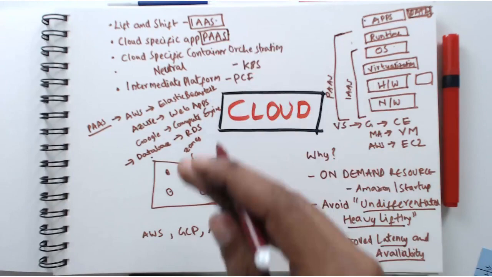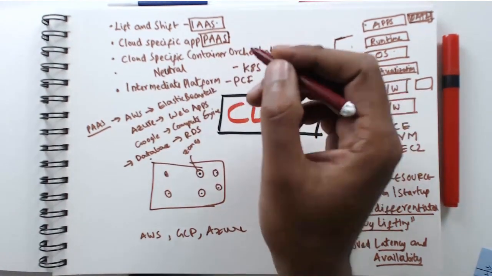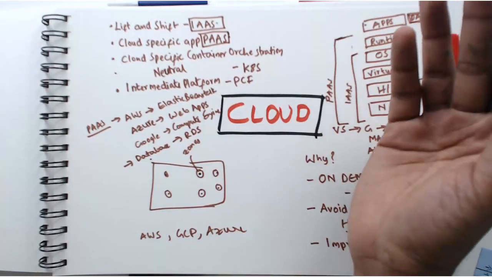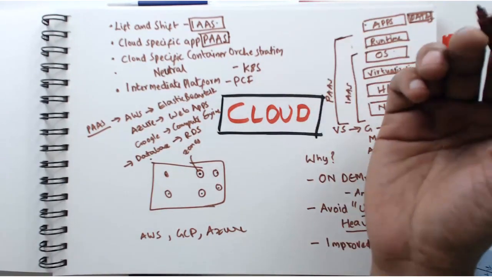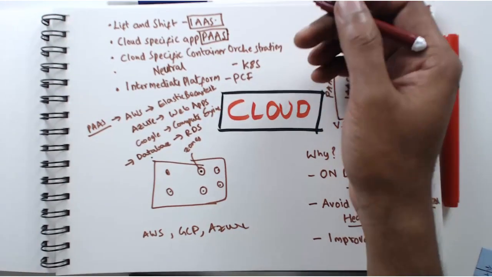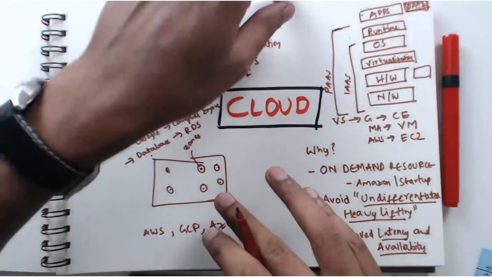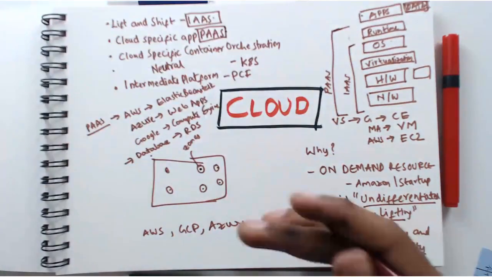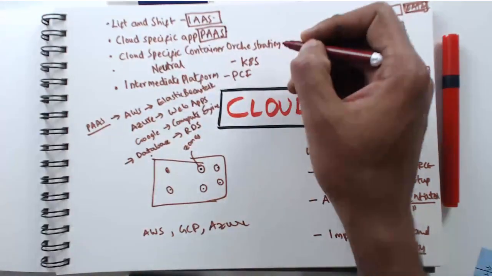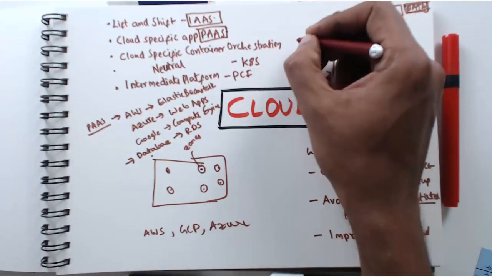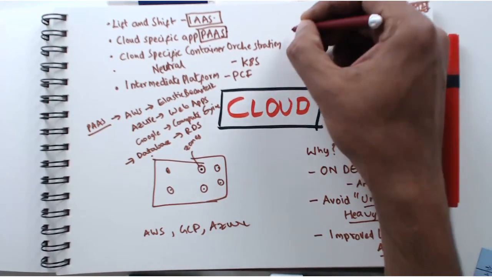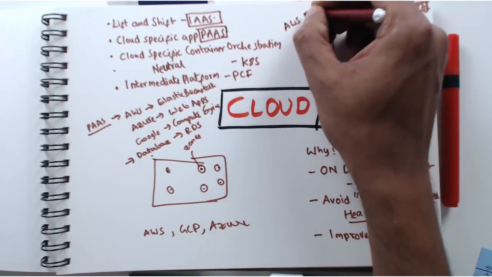The other option you have is, let's say you are having microservices. In those kind of situations, you'd want to go for container orchestration. If you have multiple microservices and they talk to each other, you'd want to manage them using something called a container orchestration tool. So you can go for a cloud specific container orchestration tool. In AWS, there is something called ECS or AWS Fargate.